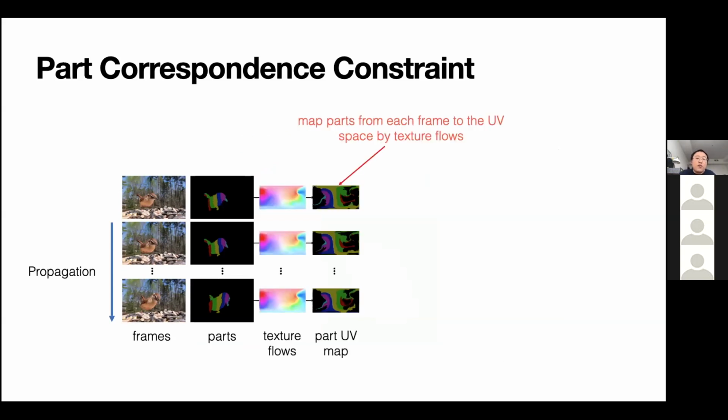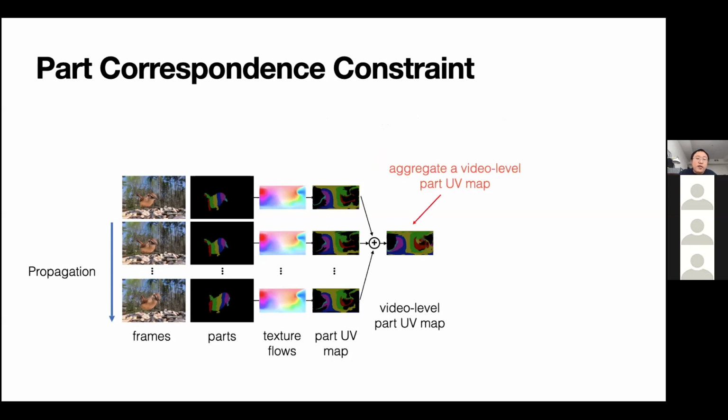After that, we map the individual parts to the UV space. By following a texture flow map from RGB to UV space, we can also map the parts to the part UV map. We then average all these part UV maps inside the video to have a more reliable part map, because the correspondence between the parts and the UV coordinates should be consistent over time. So we can perform this averaging procedure.